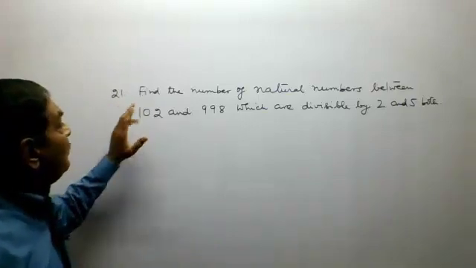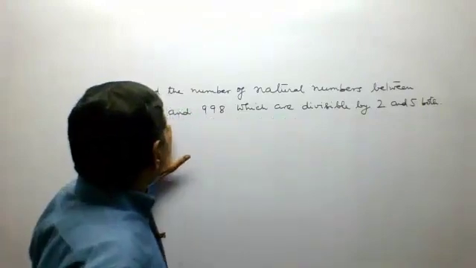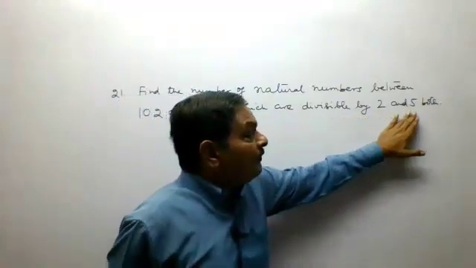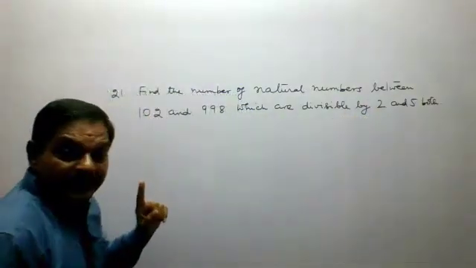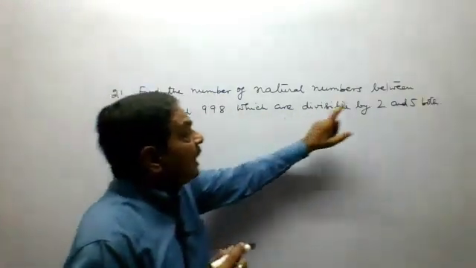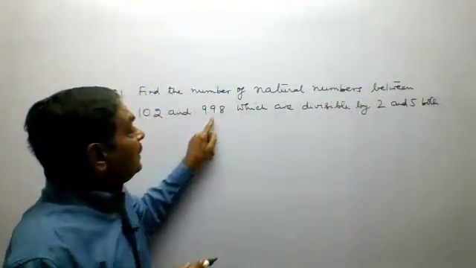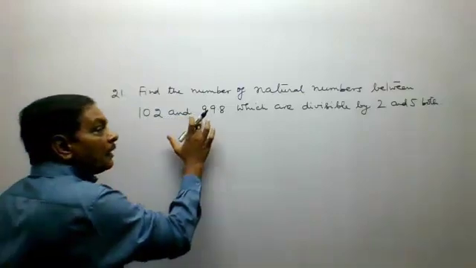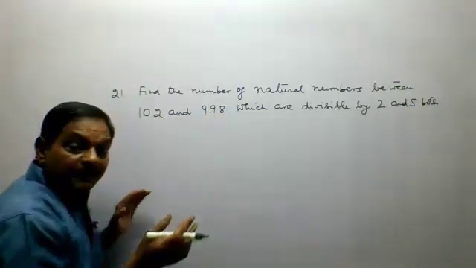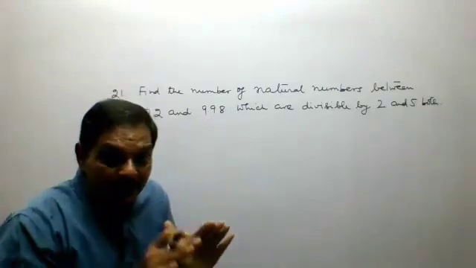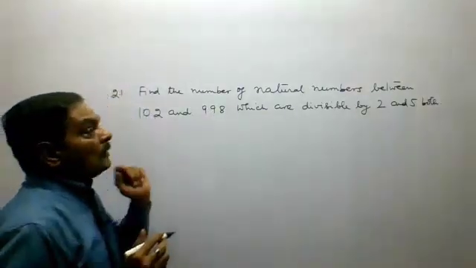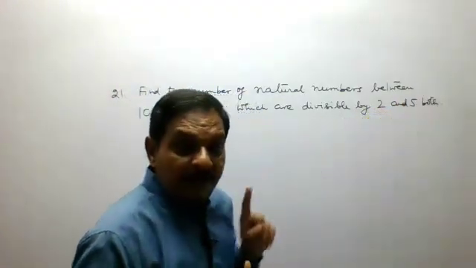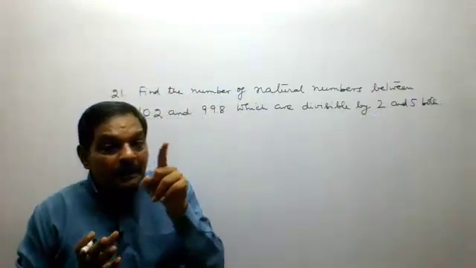Question number 21 is: find the number of natural numbers between 102 and 998 which are divisible by 2 and 5 both. See, first we read this question very carefully. Numbers are between 102 and 998, means we are not to consider 102 and we are not to consider 998. We are to consider the numbers which are between these 2 numbers. Now, the number should be such that it is divisible by 2 and 5 both, means the number should be divisible by 10.